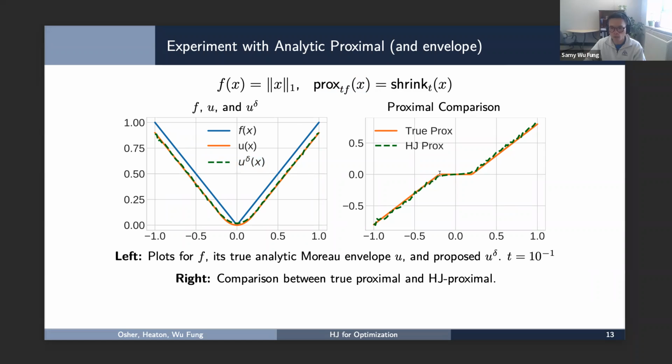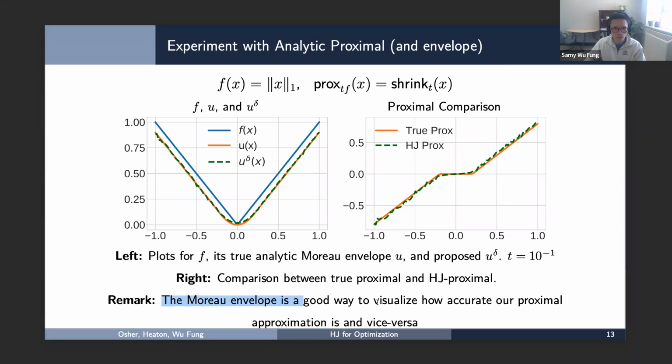So the true proximal operator itself looks like this. And here we have our proposed Hamilton-Jacobi based proximal, which again smooths it out a little bit. Again, the Moreau envelope is a good way to visualize how accurate this proximal approximation is, and vice versa. And again, this is only in 1D, so there's no surprise here.